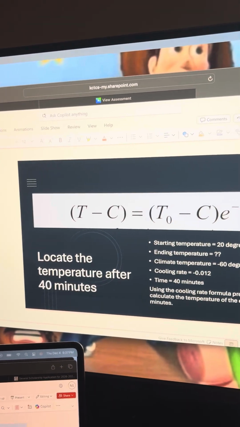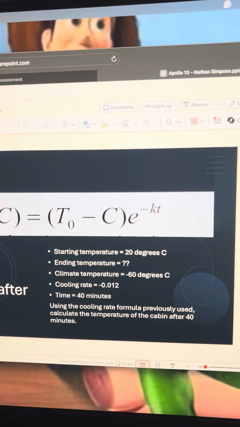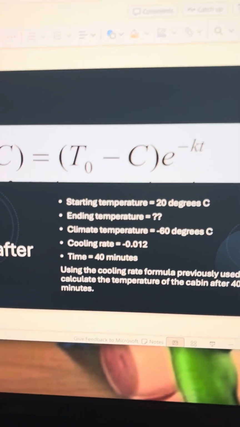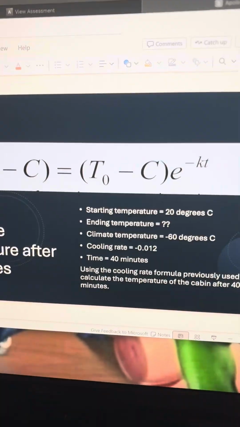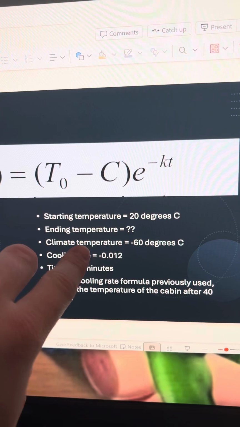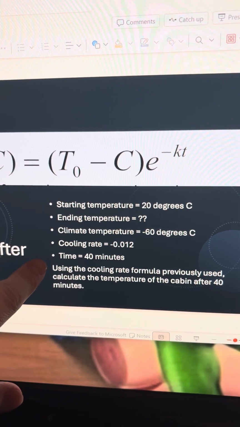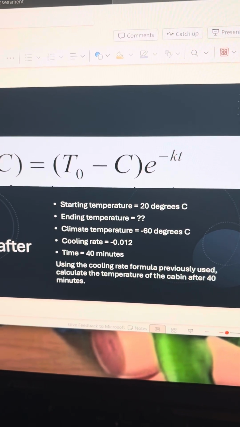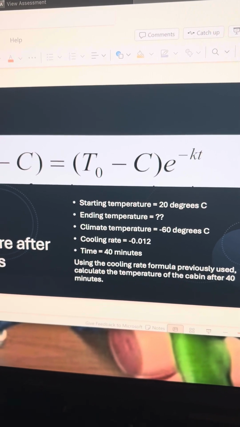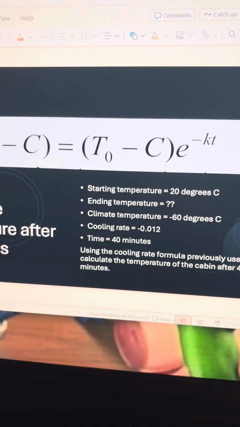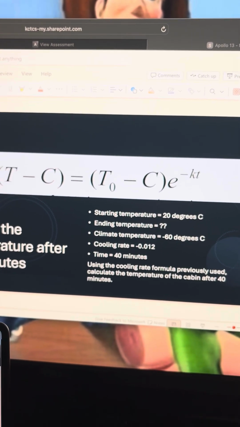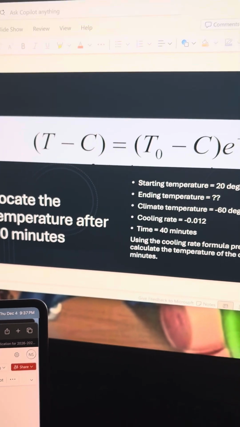And we have to locate the temperature after 40 minutes. So the starting temperature would still be 20 degrees. And now we don't have the ending temperature, because in the first problem we had 5 degrees Celsius. So now we have to locate the ending temperature after 40 minutes. Our climate temperature is still negative 60 degrees, and the cooling rate remains negative 0.012. So using the same exact cooling rate formula, calculate the temperature of the cabin after 40 minutes. So here we go.